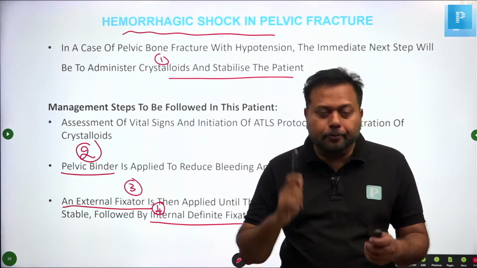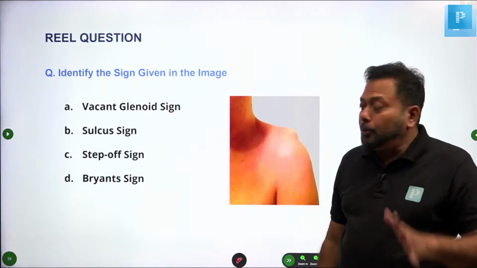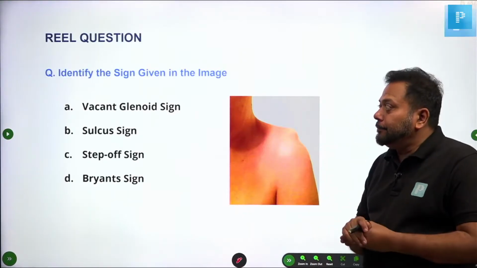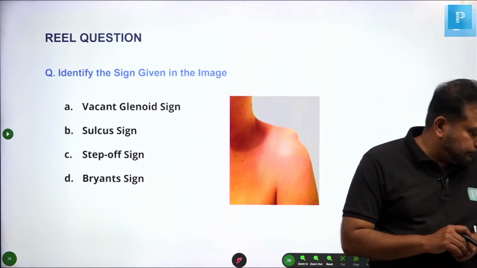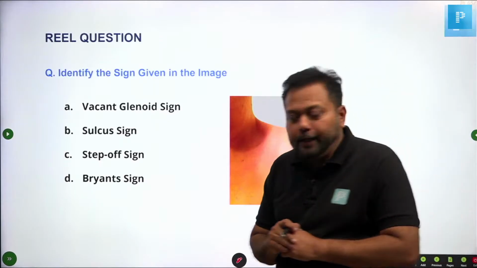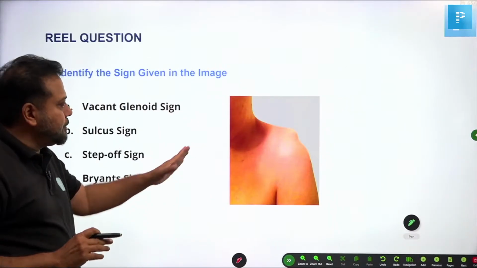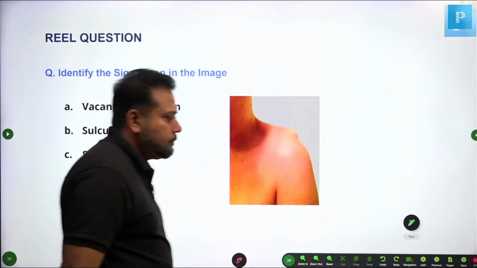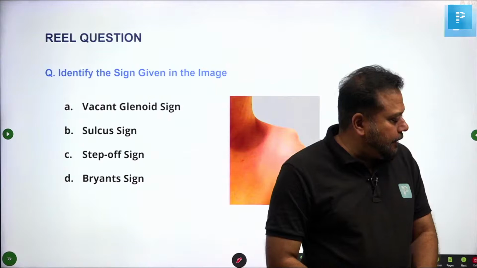Okay, definitive treatment. Now we will go to the next important framed question. Look at this diagram. Identify the sign given in the image. Identify the sign given in the image. What is this classical sign called? Highly expected question. Highly expected.